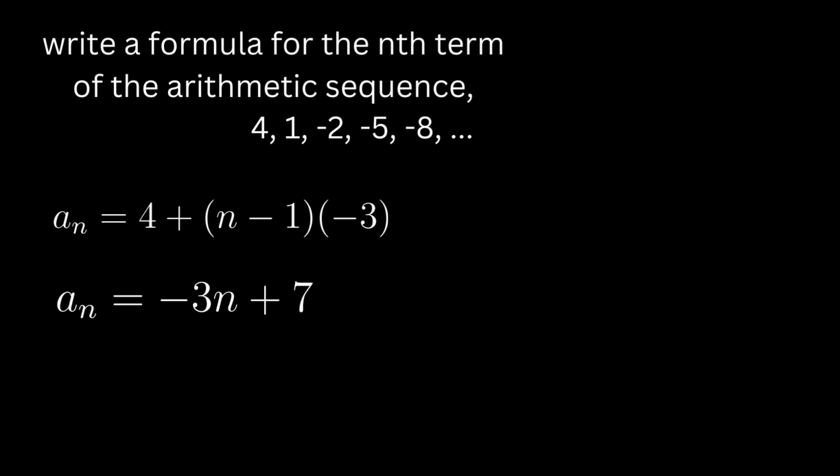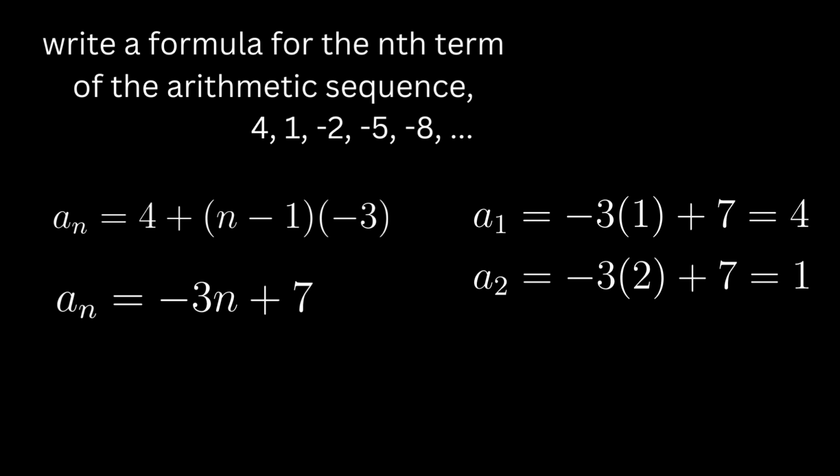Checking a few terms, we get a sub 1 is equal to negative 3 times 1 plus 7, which is equal to 4. a sub 2 is equal to negative 3 times 2 plus 7, which is equal to 1. And a sub 3 is equal to negative 3 times 3 plus 7, which is equal to negative 2. Thus the formula for the nth term of the arithmetic sequence 4, 1, negative 2, negative 5, negative 8, and so on, is a sub n equals negative 3n plus 7.